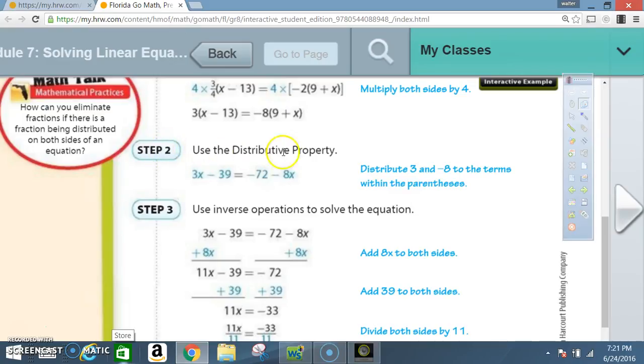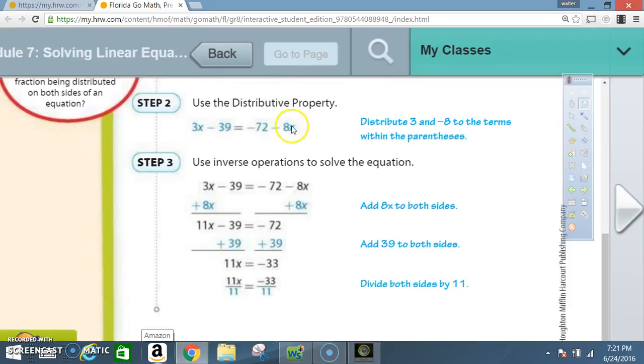Okay, next we're going to use the distributive property. We're going to do it on both sides. So we got 3 times x, that's 3x. 3 times a -13, that's a -39. A -8 times 9, that's a -72. A -8 times a positive x is a -8x.